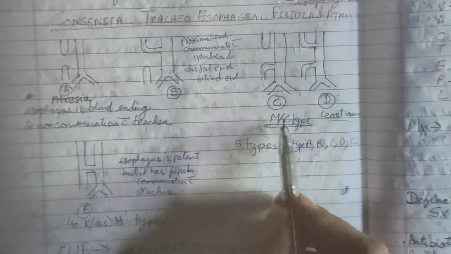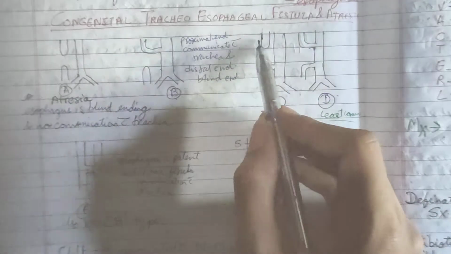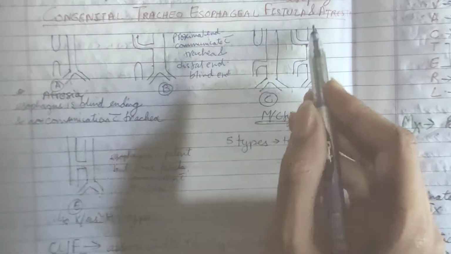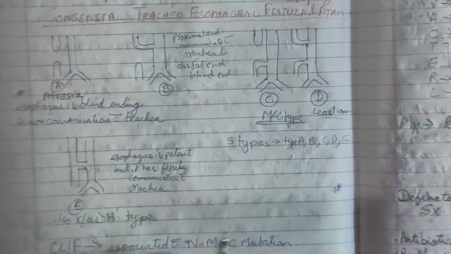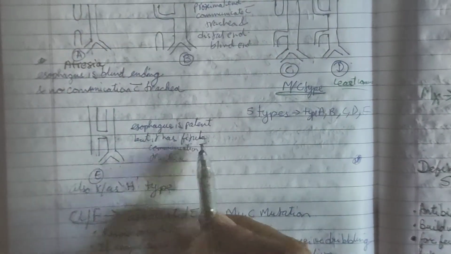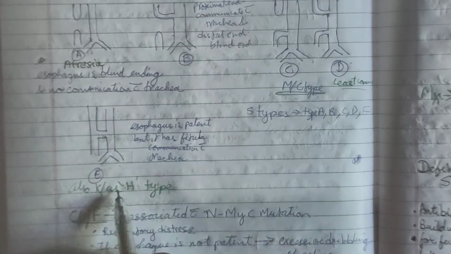In type C, which is the most common type, the distal end communicates with the trachea and the proximal end is a blind end. In type D, which is the least common type, both the proximal and distal ends communicate with the trachea. And in type E, the esophagus is patent but has a fistula communication with the trachea. It is also called H type.